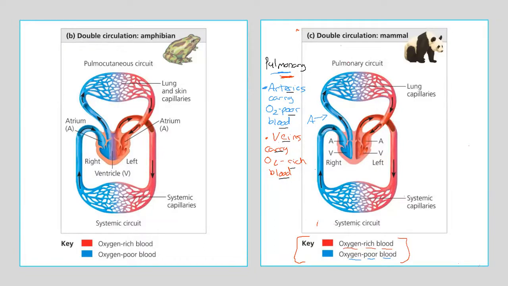And these are going to be the veins over here, carrying oxygen-rich blood. Again, it doesn't matter whether they carry oxygen-rich or oxygen-poor blood. What differentiates arteries and veins is that arteries always carry blood away from the heart, and veins always carry blood towards the heart, and that's it. Make sure you copy this. I'm going to erase in 3, 2, 1.